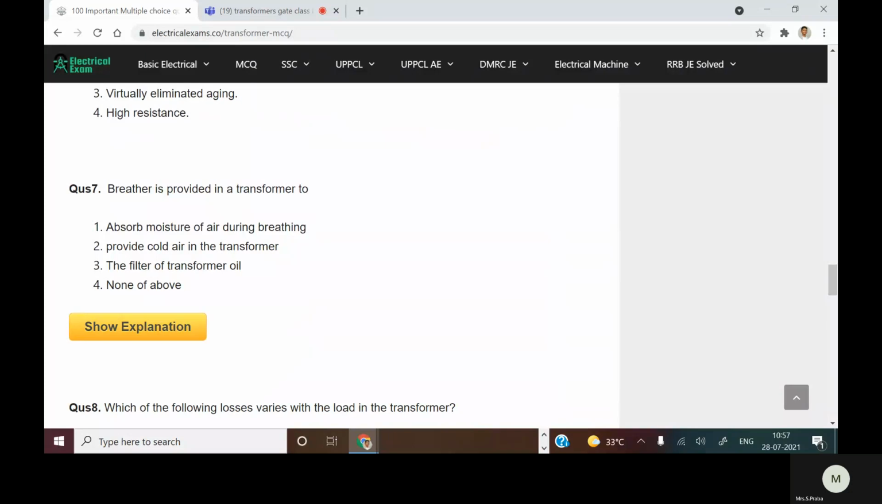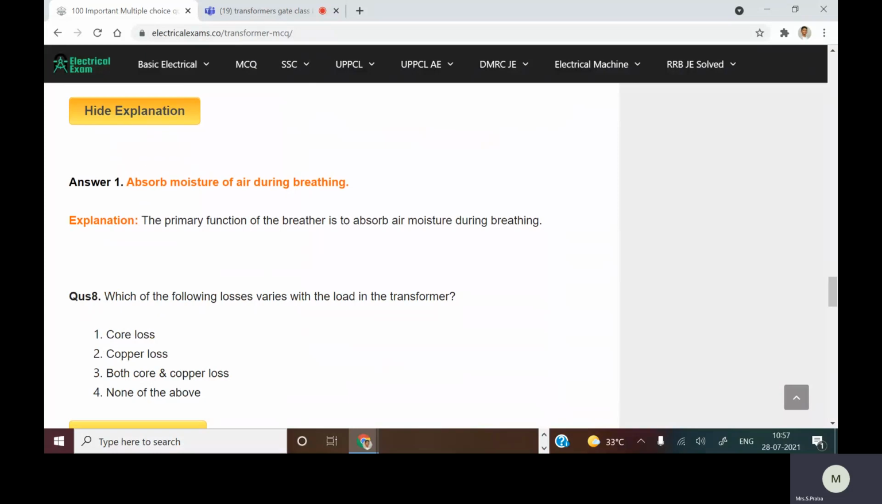Breather, what is the breather's purpose? The breather's purpose is to absorb moisture of air during breathing. The primary function of the breather is to absorb air moisture during breathing. We all know that the breather and conservator are part of the construction of the transformer. The function of the breather is to absorb moisture of air during breathing.